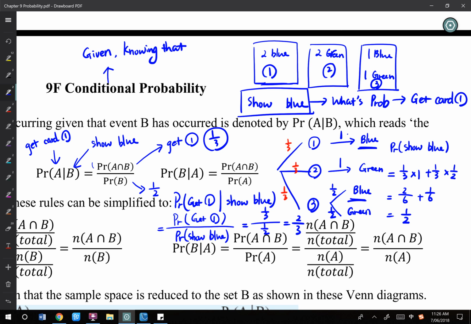So I have restricted, but showing blue is already an advantage for card 1, because showing blue means a larger chance you get card 1 already. To get card 3 you have blue or green, and it's not showing green, so it's showing blue. So that's why it's not a half of the chance, it's 2 on 3 of the chance to get card 1. Yes? Any questions? No?